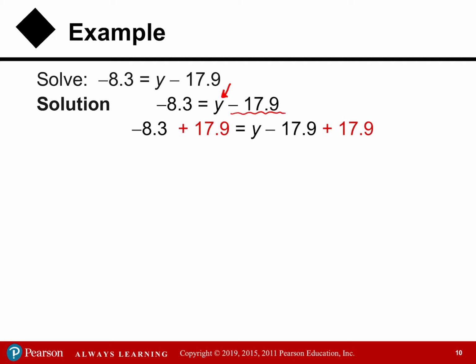So what can I do? I can take the opposite and do it to both sides. So since it's being subtracted, negative 17.9 right here, I can go ahead and add it to both sides of my equal sign. That way, negative 17.9 plus itself will give me 0. And then I can clean it up a bit. Negative 8.3 plus 17.9 gives us 9.6. That's on my left-hand side of my equal sign, and on my right-hand side, I'm just left with y.